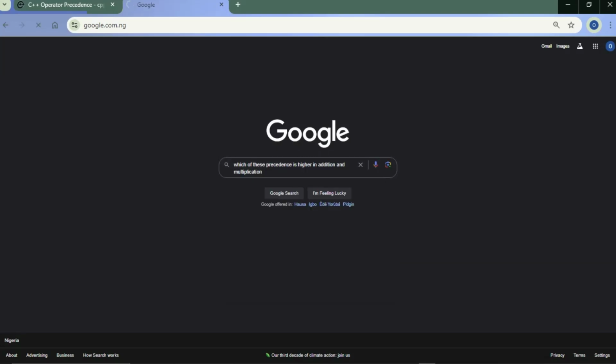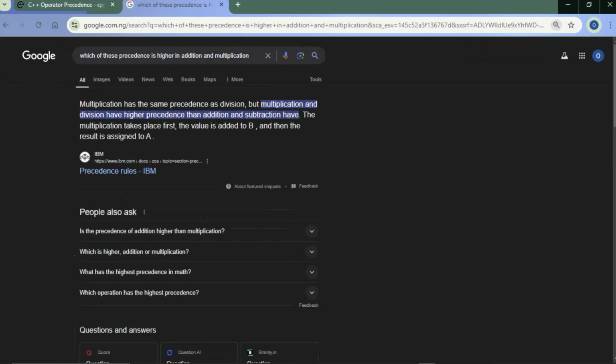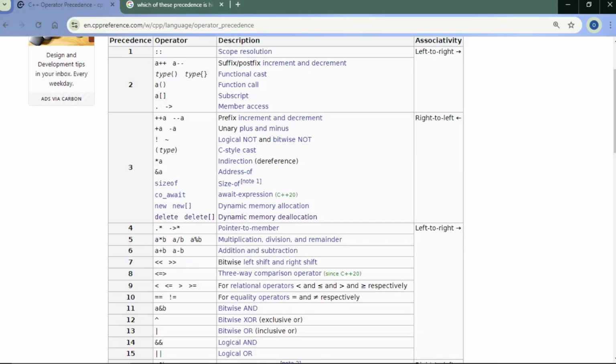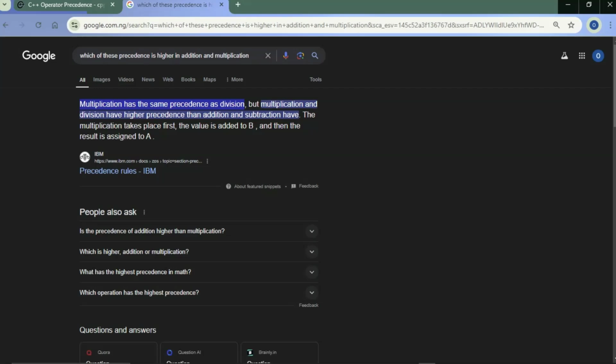Okay, I checked it here also. So now let's zoom this stuff. So we said multiplication has the same precedence as division, which we have known here. We have multiplication. Multiplication has the precedence, which is 5, as division, which is stated here.